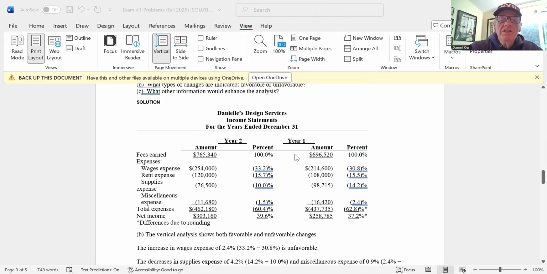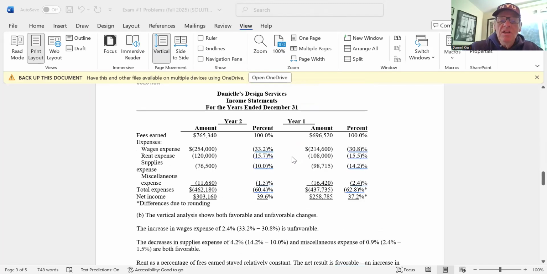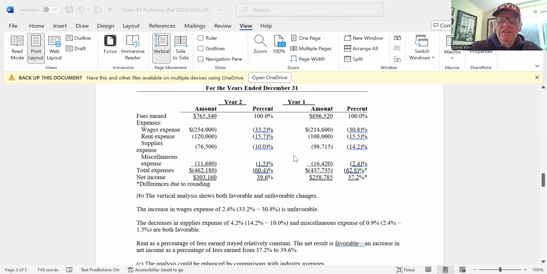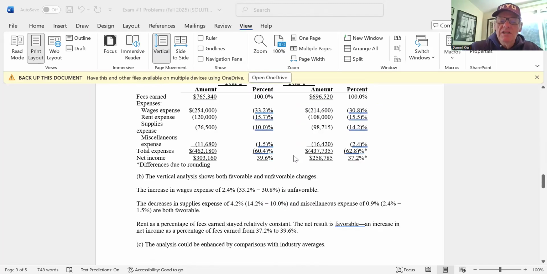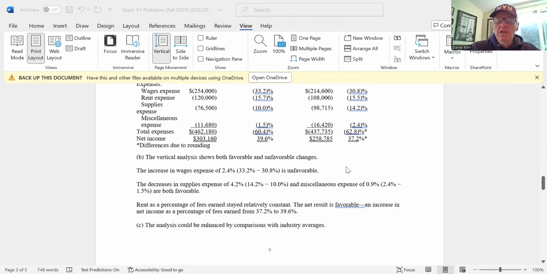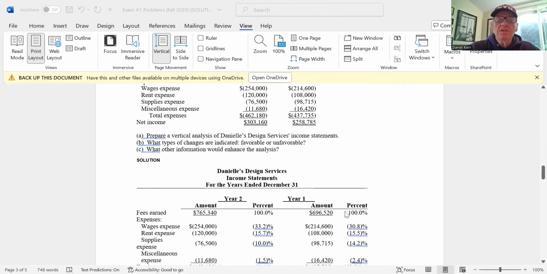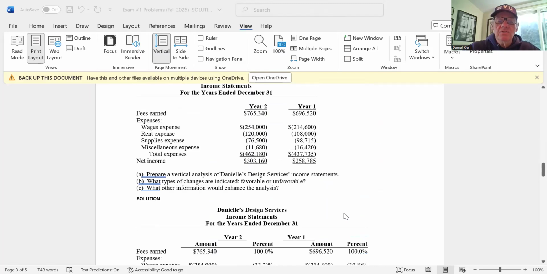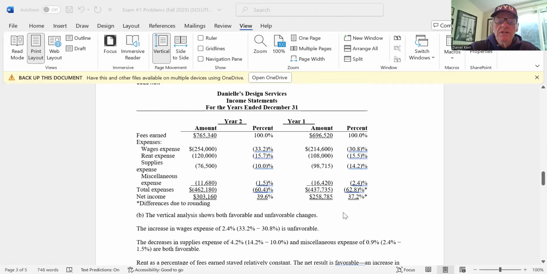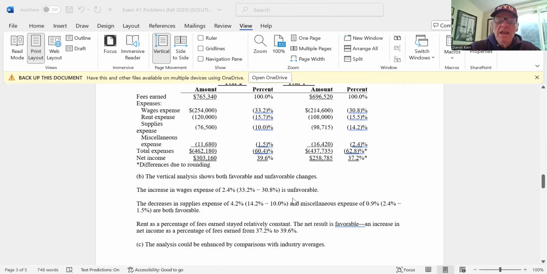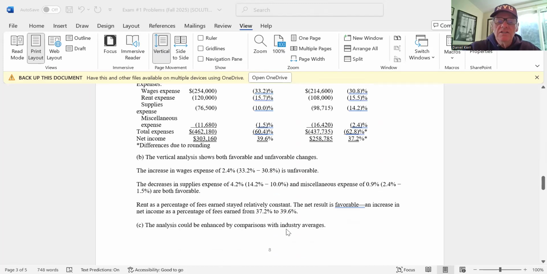And then part C, what additional information would enhance the analysis? Some of you had quite a shopping list of additional information, which I didn't disagree with. But the main thing that you want to do is get some type of industry average. So what is the percentage of wages in this industry which is typical, or what is the percentage of net income to sales in this industry? The main thing that you want for C is some industry averages.